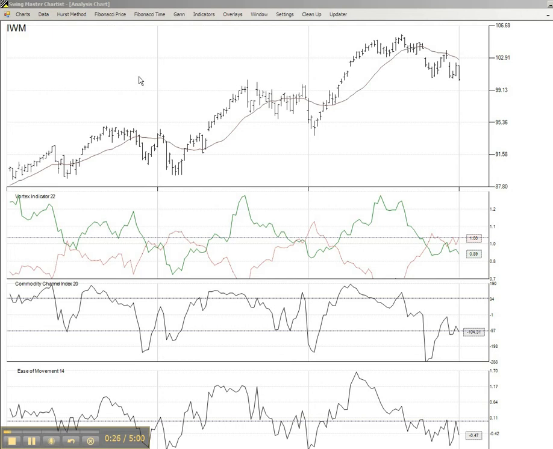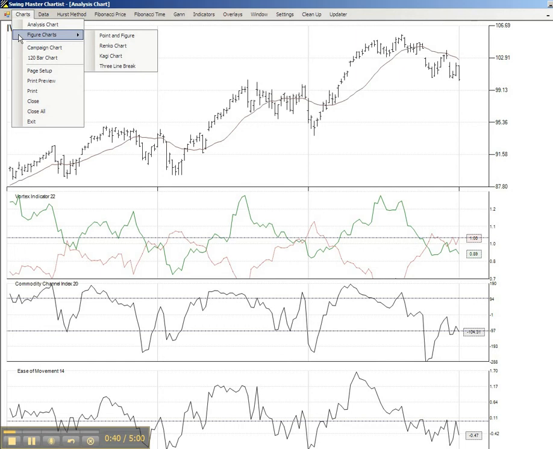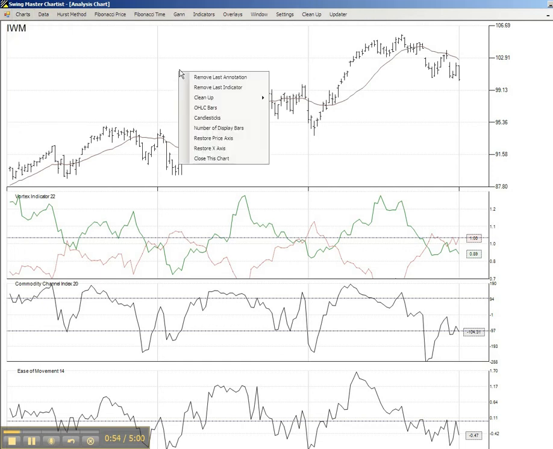If you're a swing trader, you have to know, well, what can I do to use that information? And that's the reason we've divided the Swing Master Chartist into two sections. One is the analysis section, where you have an analysis chart like you see here. You have figure charts where you can get a real good handle on where you're going to find support and resistance. And the other section is the campaign section, and this is where you trade and manage your trades.